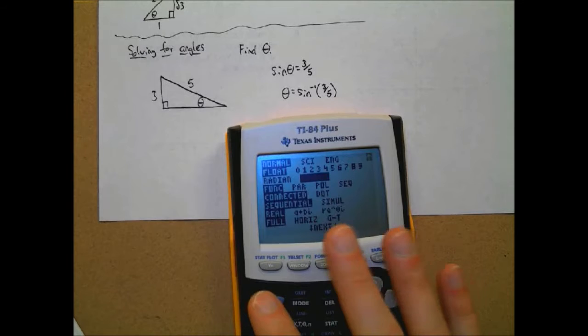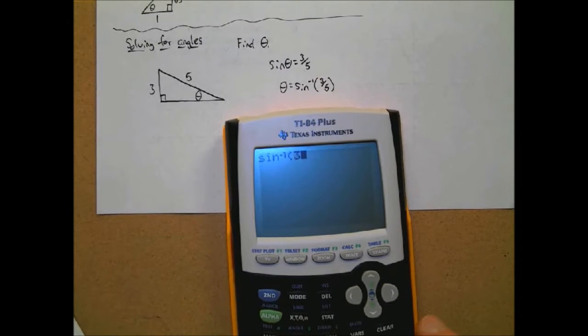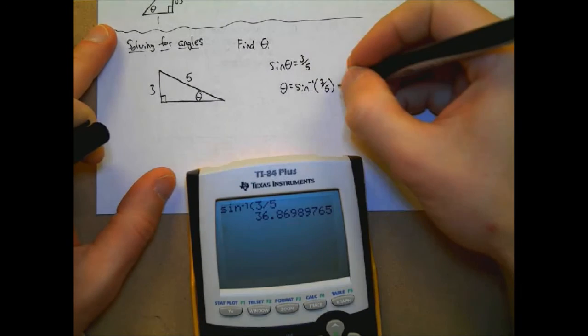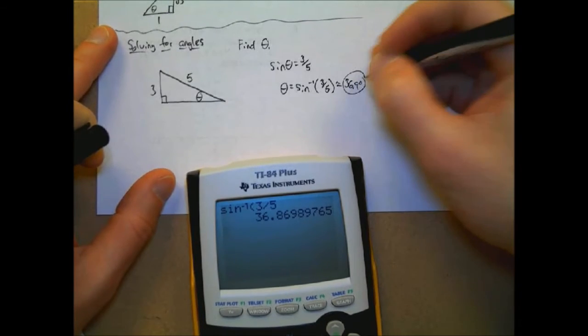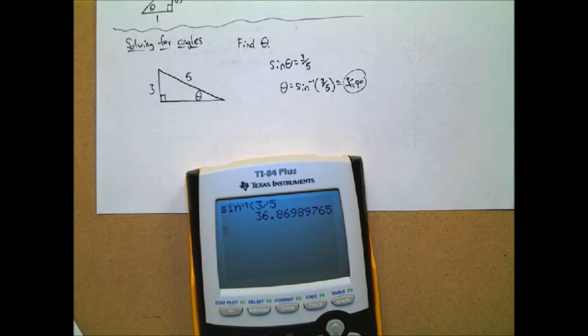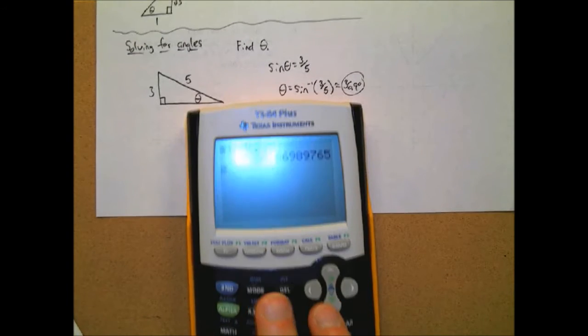Okay? And then to do sine inverse, you do second sine, and then 3/5. And then there's your answer. 36.9 degrees, we'll say. I'll just round to 36.9 degrees. Okay? That's from geometry, though, right? That's hopefully just review from geometry there.